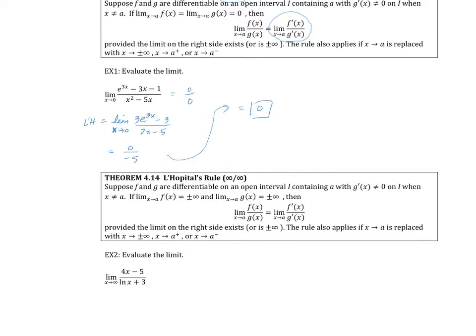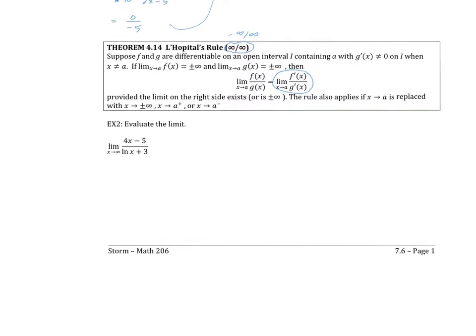Okay, so the other form of L'Hopital's is infinity over infinity. And now remember, it could be negative infinity over infinity as well. And it would still satisfy L'Hopital's rule. So again, if you get infinity over infinity, you're allowed to take the derivative of the top and the bottom separately and reevaluate your limit. So let's look at example 2.